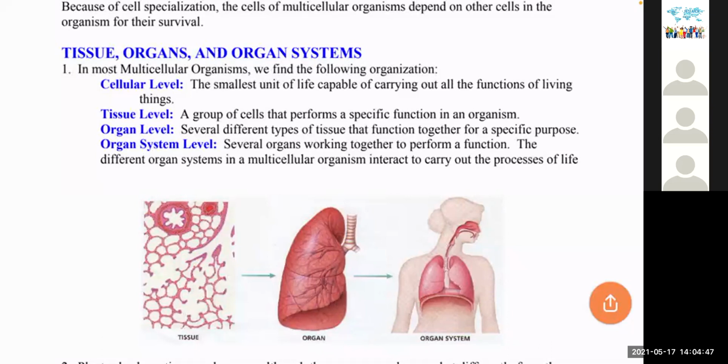For example, we can talk about the heart. There's blood there. What else? There are other tissues, other cells in there. We can talk about the kidney, the lung. So we understand multiple tissues functioning together for a specific purpose make up an organ. So we come to the organ system level.